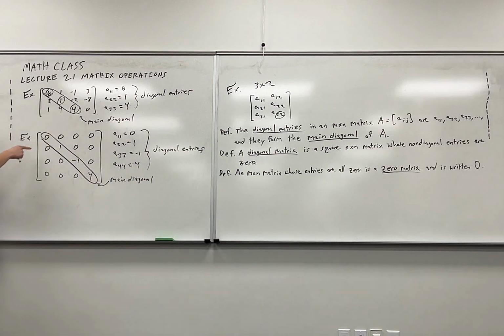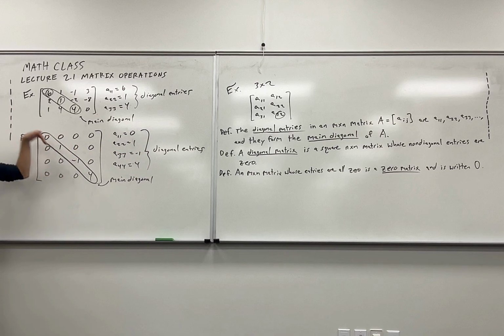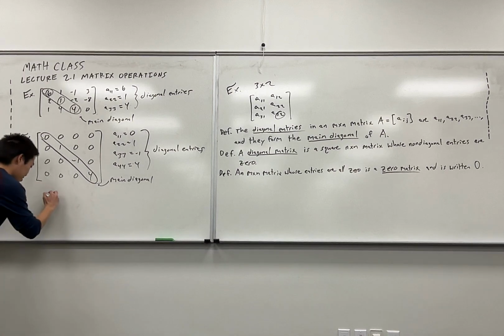Diagonal. Do we care that one of the diagonal entries is itself 0? No, we don't care, okay? Because the definition isn't interested in what the diagonal values are. It's only interested in excluding the other ones, okay? So we would consider this one a diagonal matrix.